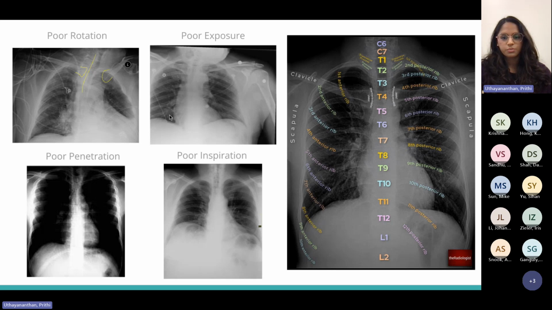These are just some images of poorly taken X-rays. So you can see a bit of rotation here, poor exposure, so you can't see the full lung field, it's cut off. It's too dark over here, so you can't really see the lung fields properly. And this patient's lungs look a lot smaller than what you would expect, because they haven't adequately inspired.